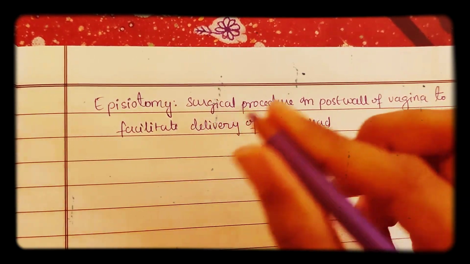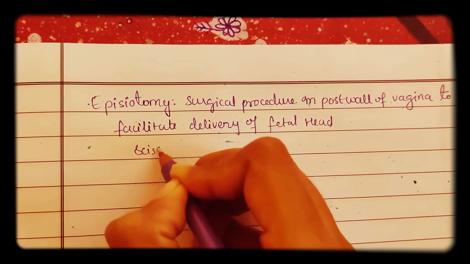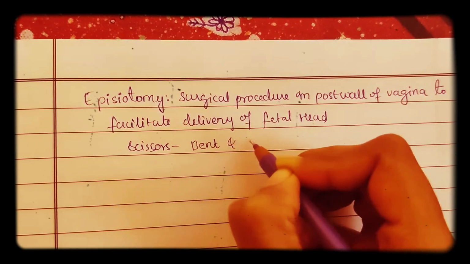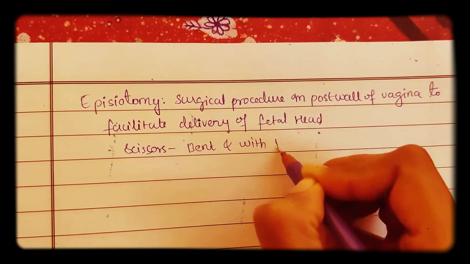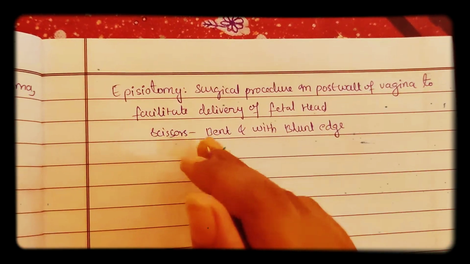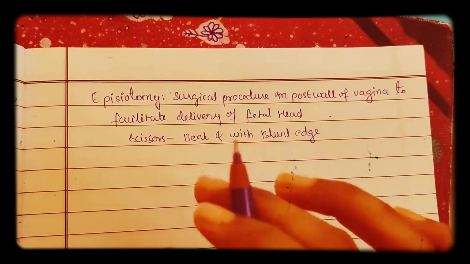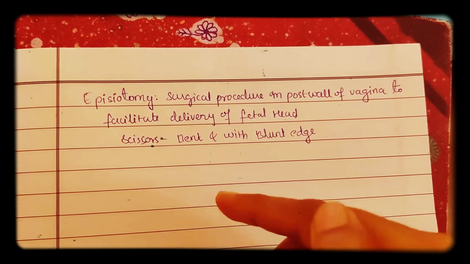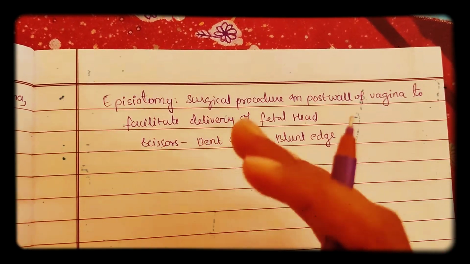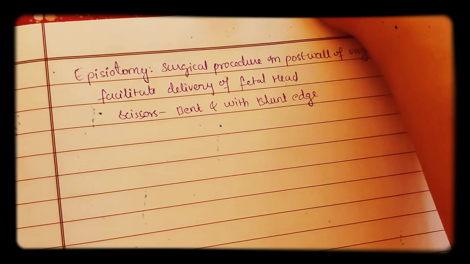The episiotomy scissors is bent, and with blunt edges. So why is it bent and blunt-edged? Because if it is not bent, then this scissor may directly go and pierce into the fetal head. So that's why it is bent somewhat, and it is blunt, because it will not cause any harm to the fetal head. Now coming to episiotomy, we will do two types of incisions.